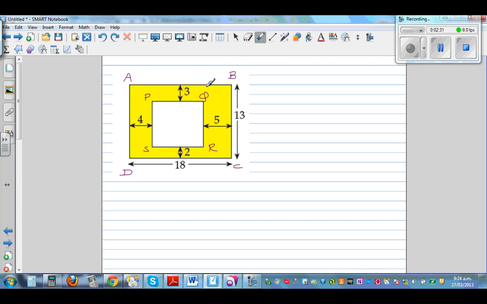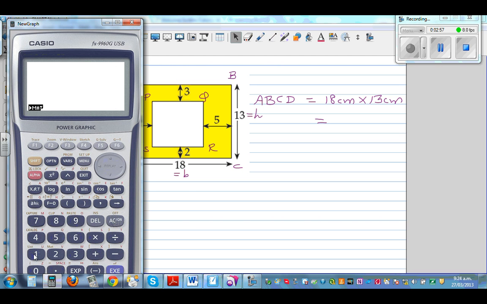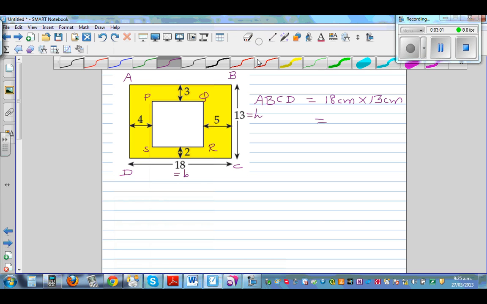So let's find the area of the outside rectangle. Well, that would be the area of ABCD. We know this is a base of 18 centimeters, and you've got a height of 13 centimeters. So this is 18 centimeters times 13 centimeters. So use a calculator. 18 times 13 is how much? 234 centimeters squared.